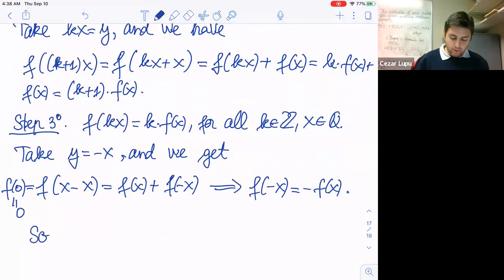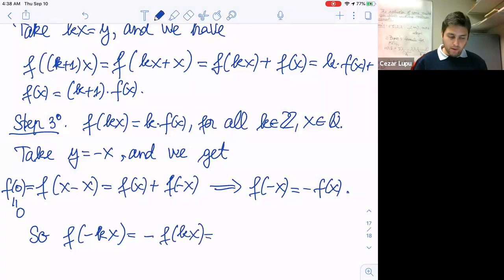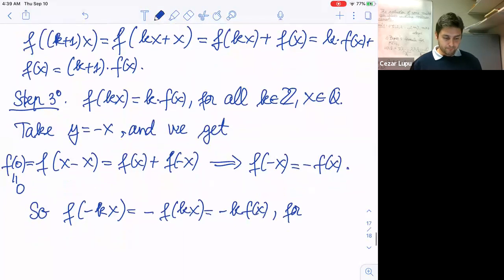So if we want to look at the negatives right now, and if I look at f of negative kx, I know what this is. This implies that this is nothing other than just negative f of kx. But f of kx is nothing else than just k f of x, so this will be negative k f of x, for k and n.